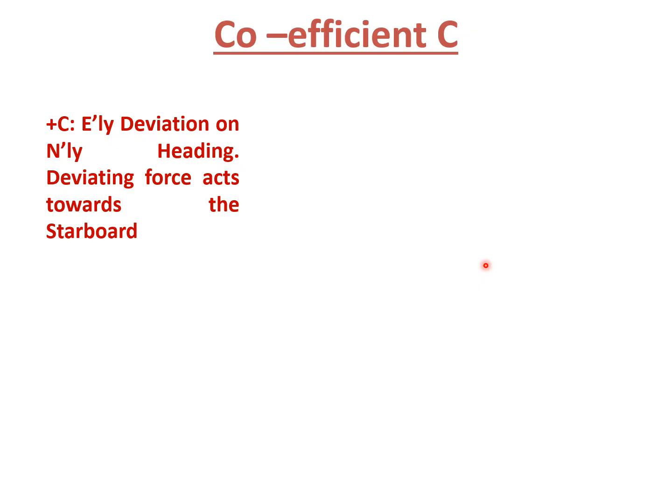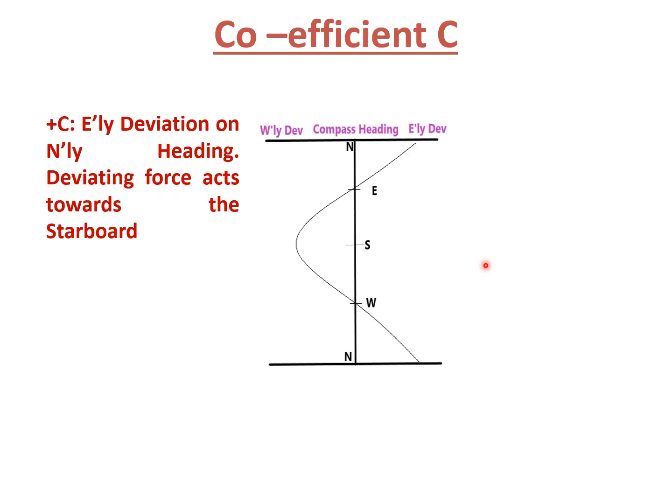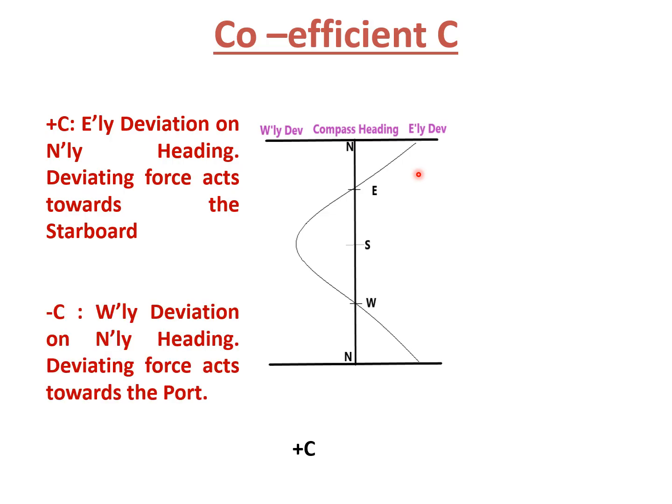Now coefficient C plus, right? When the easterly deviation occurs in the northerly heading, that time we call it a C plus, right? And at that time the deviating force will act towards the starboard side, right? Here you see, we can see that on the northerly heading we got easterly deviation, so that type of deviation we call it plus C, and the ship which has got this type of deviation we call it a plus C ship.